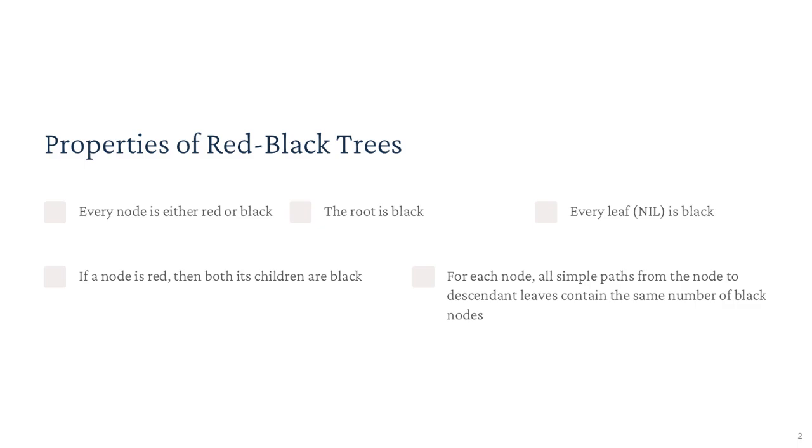distribution of black nodes. Finally, the fifth property requires that all simple paths from a node to its descendant leaves contain the same number of black nodes. This uniformity limits the height disparity between different paths, ensuring that the tree remains balanced. These properties collectively define the red-black tree and ensure it operates efficiently.